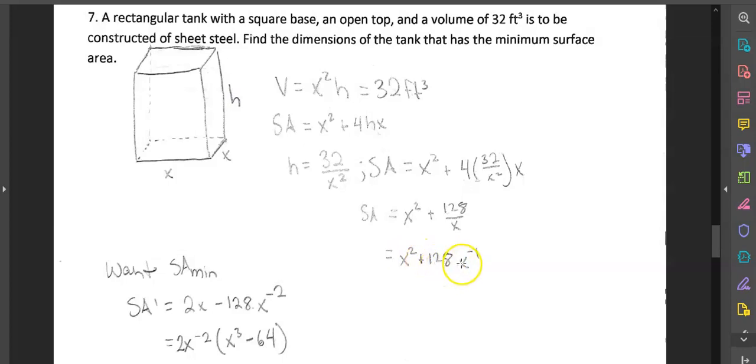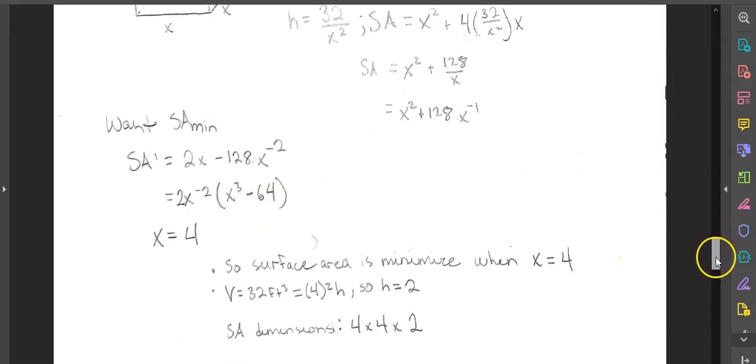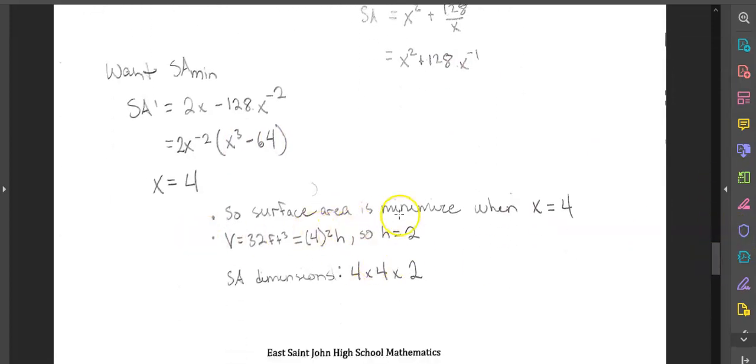And then, because I'm going to get ready to do the derivative, I rewrote it as x to the negative first power. And again, we want to minimize the surface area. So you're looking for the derivative of your surface area to find your critical numbers. After you simplify your derivative, you see that this will give you an undefined value at 0, and this will give you x equals 4. So our surface area is minimized when x equals 4.